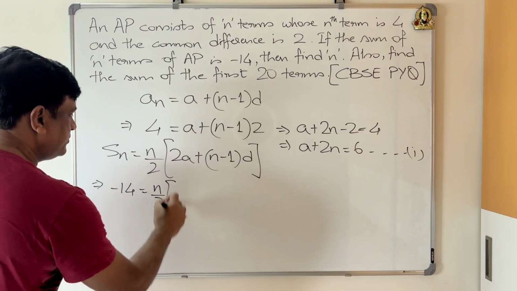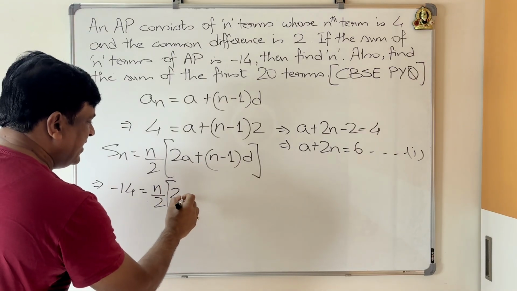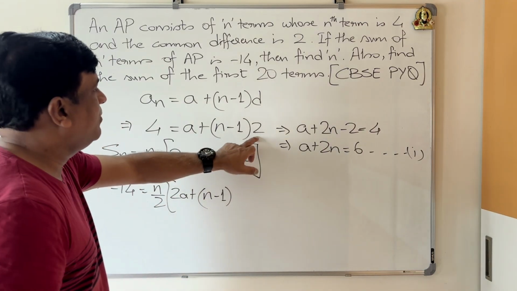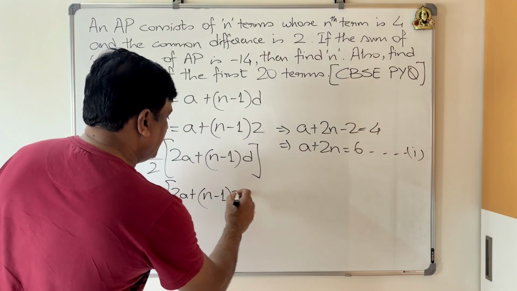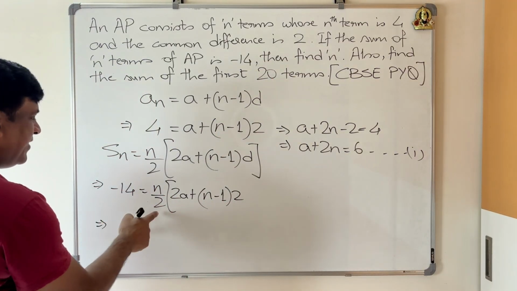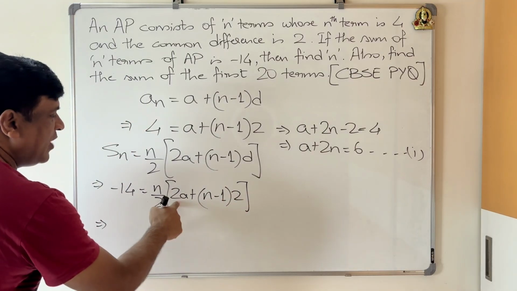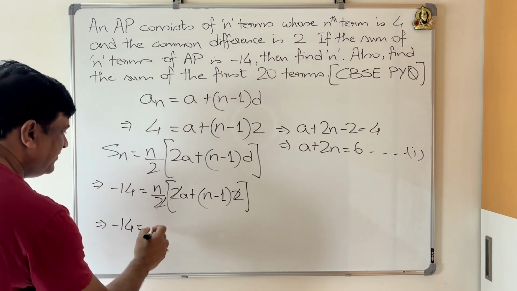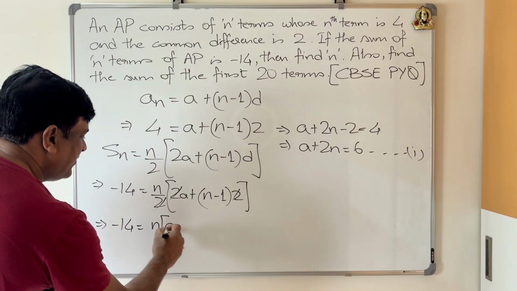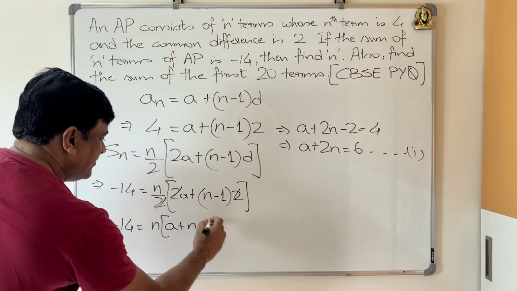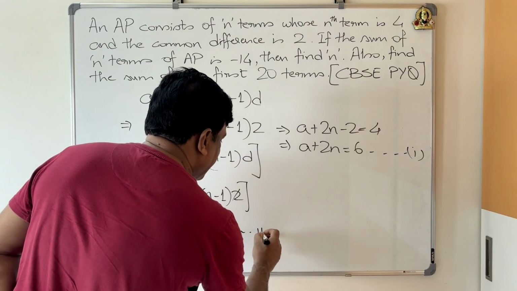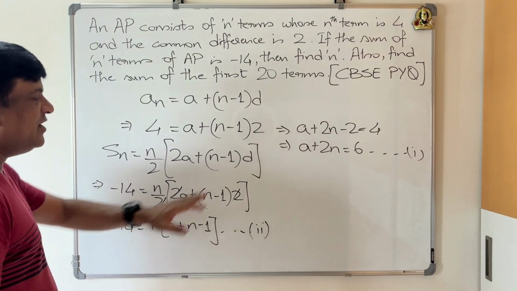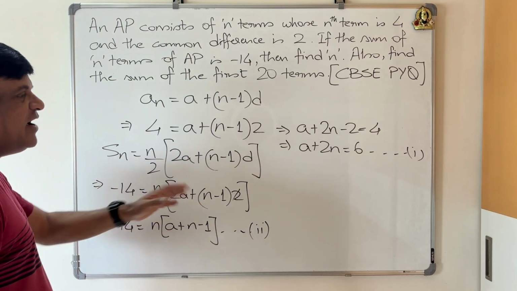N by 2. I don't know a as well, so I'll leave it as 2a, plus this is again (n minus 1). And I know the difference from above, right? The difference is 2, so I'll put 2 over here. Let's go ahead and resolve this. You have a 2 common over here, so this 2, this 2, this 2 get cancelled. You have minus 14 is equal to n times (a plus n minus 1). This is your second equation. So if you look at it, there are two equations over here. You can substitute the value of a and go ahead and solve it.